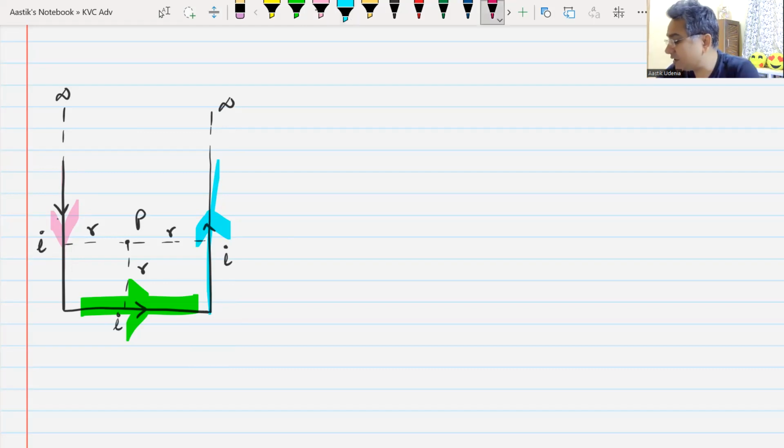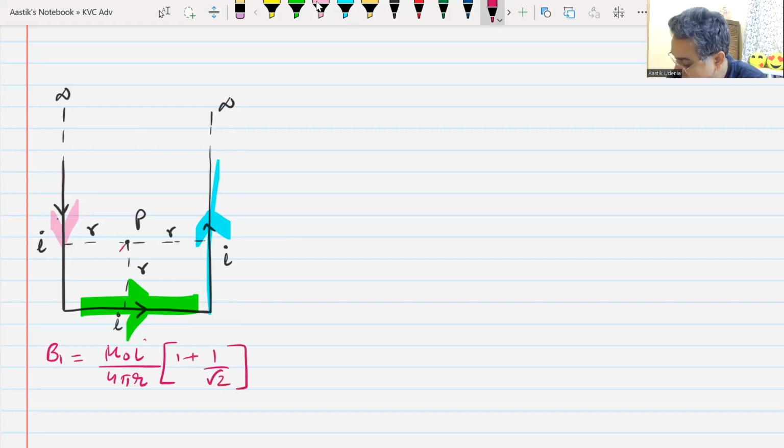Let us just find out the magnetic field. Magnetic field B1 will be equal to mu naught I by 4 pi r. If I look at the angles, what are the angles for this one? 1 plus sine 45. Do we understand this? Yes. This angle is 45 and the other angle is 90 degrees. Everyone understands this? Understood, sir.